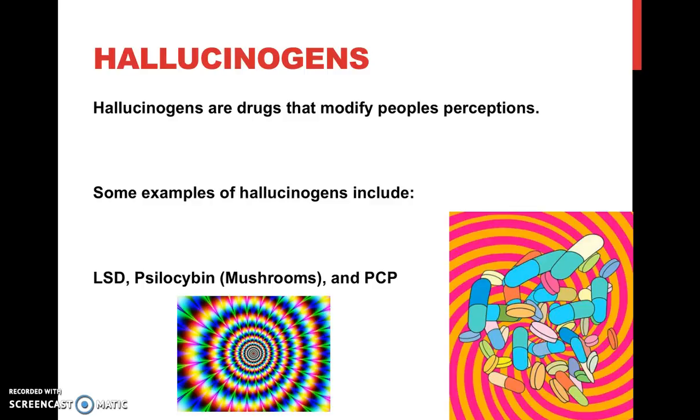Hallucinogens. Hallucinogens are drugs that modify people's perceptions, and perception is the key word. It alters the way that we see, feel, and touch things. Also, it can alter the way that we hear and smell as well. These include LSD, psilocybin, more commonly known as mushrooms, and PCP.